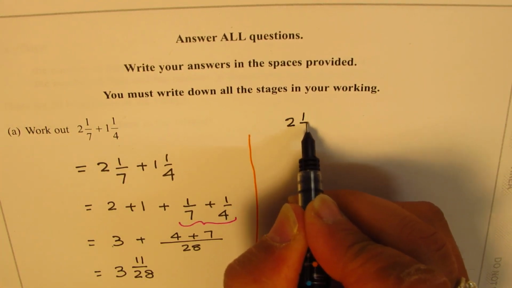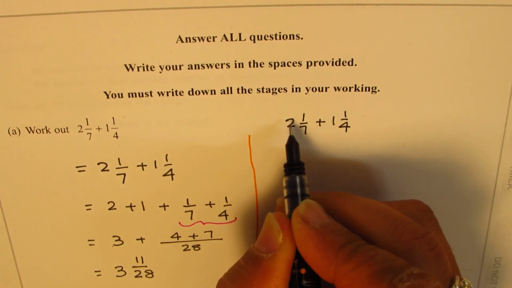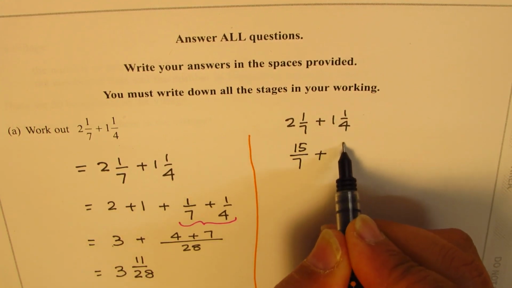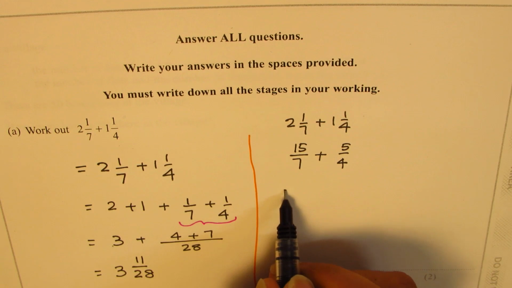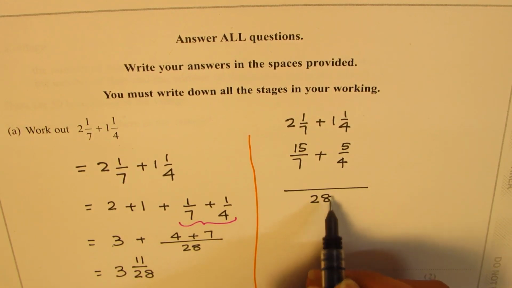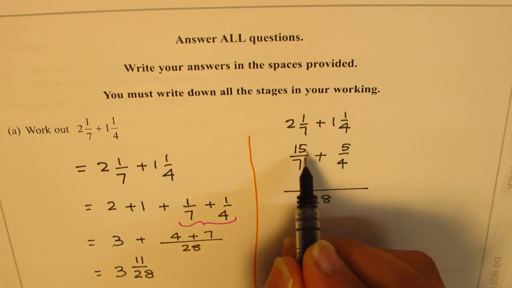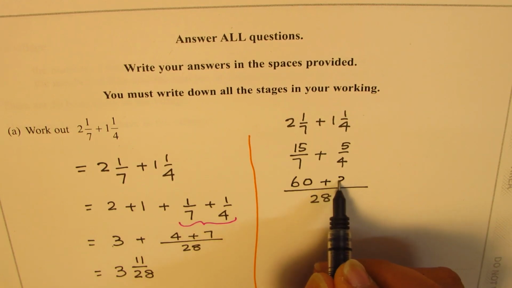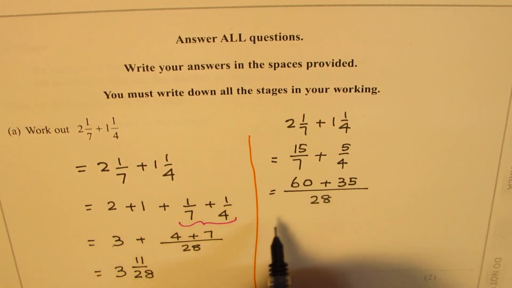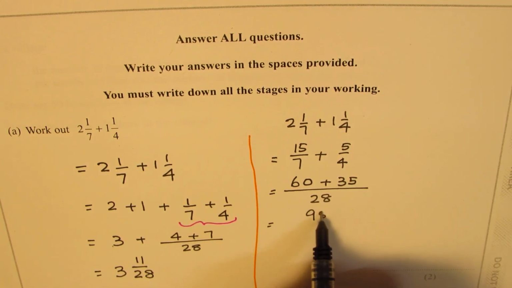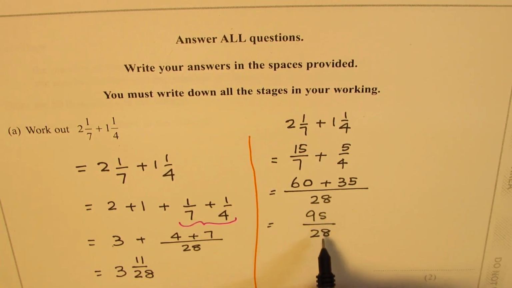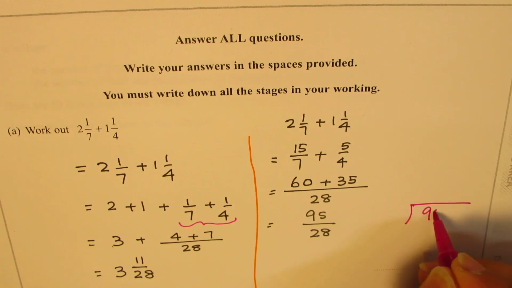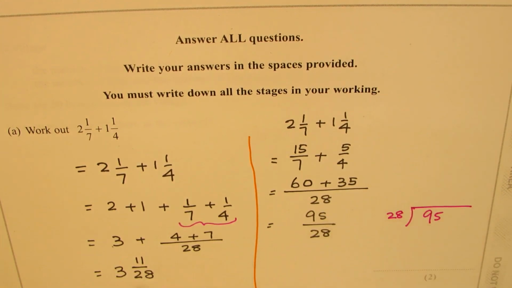So we could also do it like this. 2 1/7 plus 1 1/4 could be written as 2 times 7 is 14 and 1, 15 over 7, plus 5 over 4. Now again, we can take a common denominator of 28, right? So multiplying 15 by 4, and 4 times 5 is 20, plus 35, and that could be written as 95 over 28, right? Now you could leave the answer in this form, or on the side, you could also do 95 divided by 28. Now you will get the same answer.